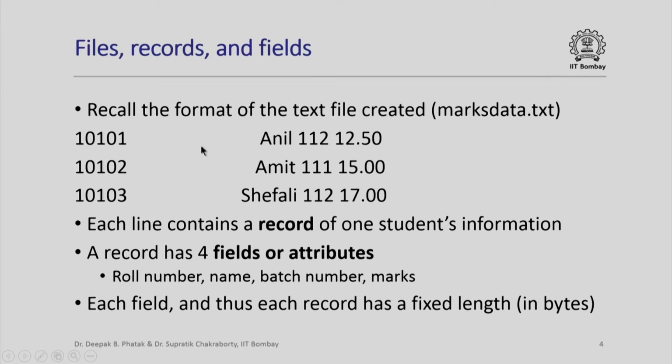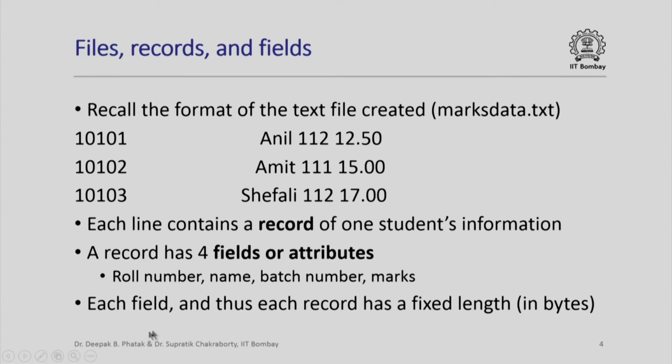We had the roll number, the name, the batch and the marks for every student written in a line, and there were as many lines as there were students. Note that we had actually created text data with values separated by blank spaces. Each line contains a record of one student's information. Each line has 4 pieces of information. These are called 4 fields or attributes. These fields are roll number, name, batch number and marks.